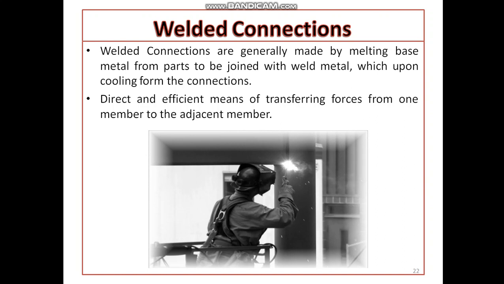So usually in this method, the weld metal is obtained by melting a steel rod which is called as the electrode. These electrodes have a coating of flux which melts along with the weld metal, thereby developing a thick gaseous shield. So the welded connections are generally made by melting a base metal from parts to be joined with a weld metal, which upon cooling forms the connections.